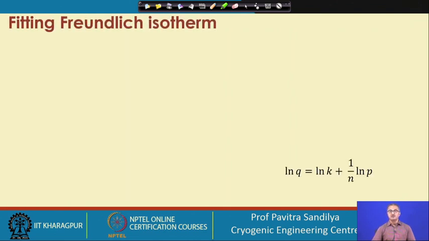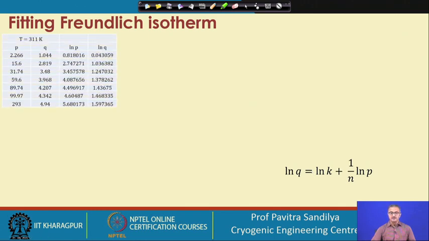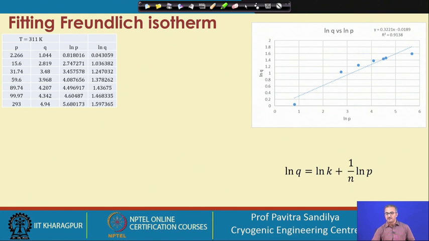Now, next we come to the fitting of the same data set for the Freundlich isotherm, and this is the Freundlich isotherm in a rearranged fashion. In this case, as we learnt earlier, if we plot the logarithm of the adsorbate loading versus the logarithm of the pressure, we would get a straight line in which the slope will be 1 by n and the y-intercept will be log of k, which are the parameters of the Freundlich isotherm.